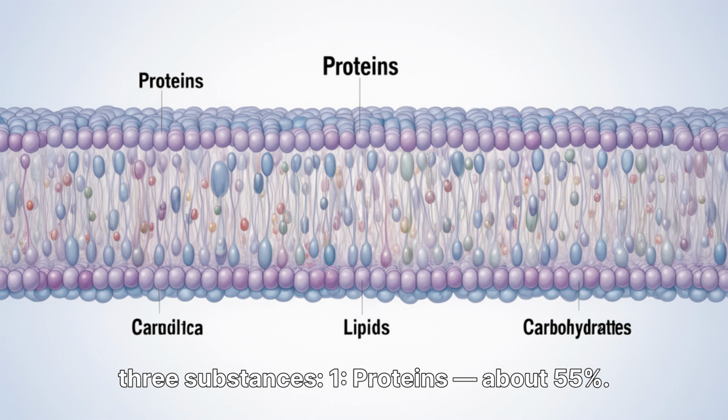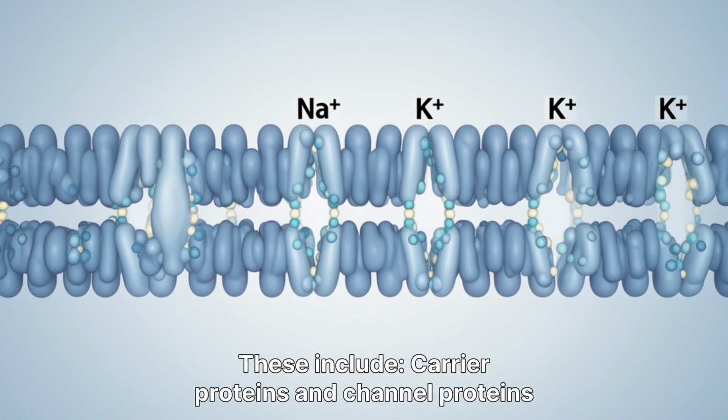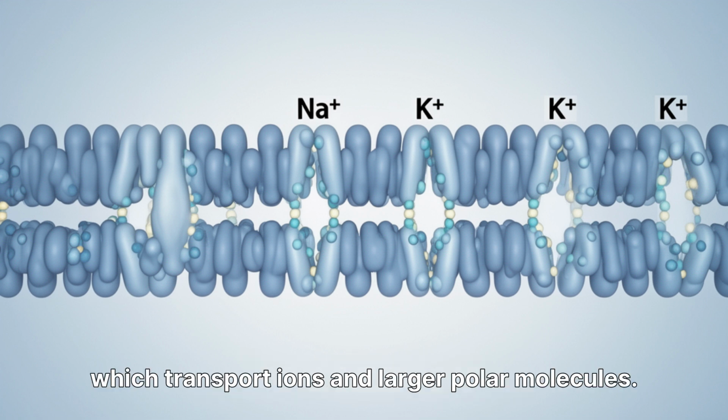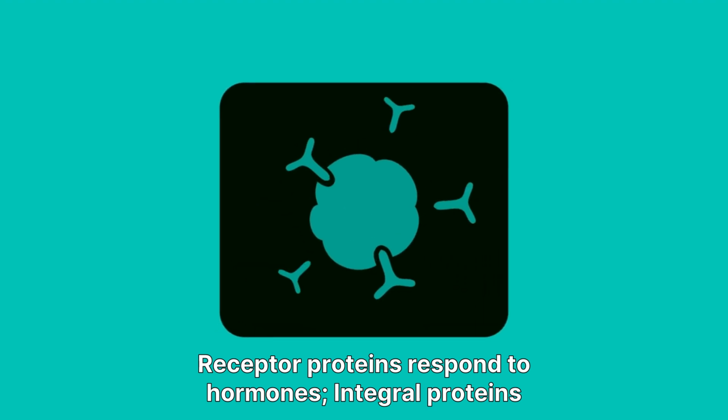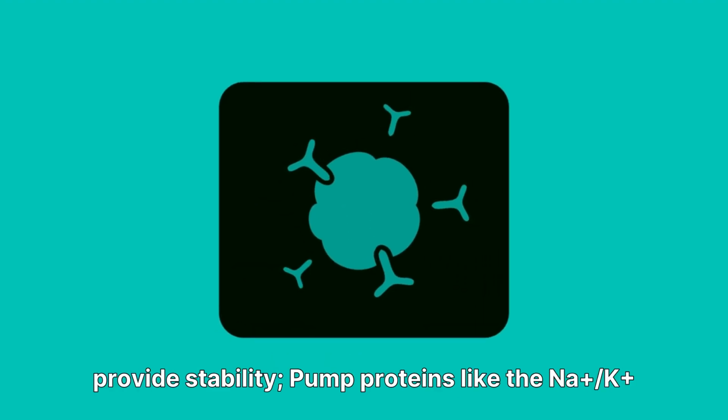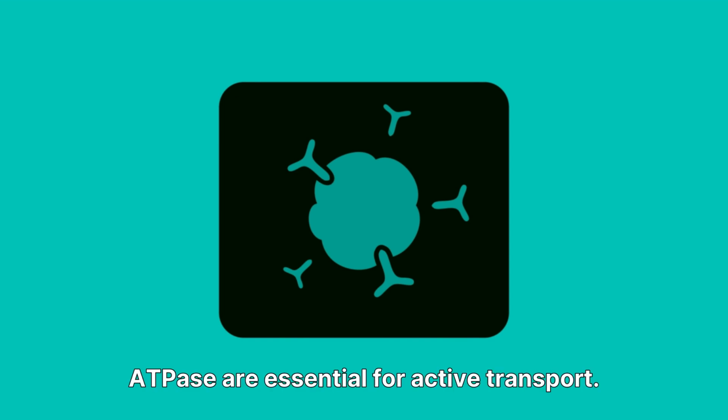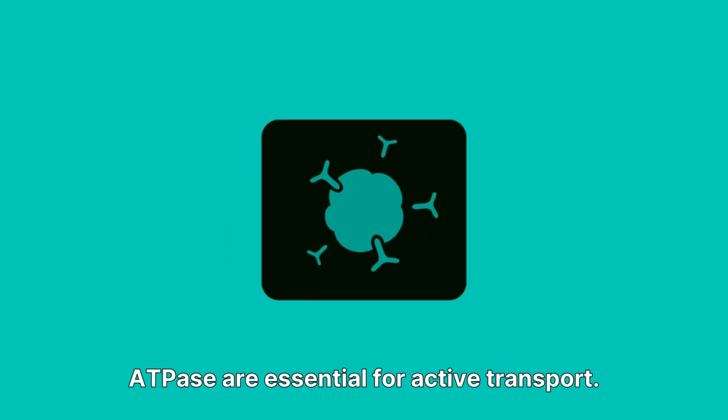1. Proteins, about 55%. These include carrier proteins and channel proteins, which transport ions and larger polar molecules. Receptor proteins respond to hormones. Integral proteins provide stability. Pump proteins like the Na+K+ ATPase are essential for active transport.